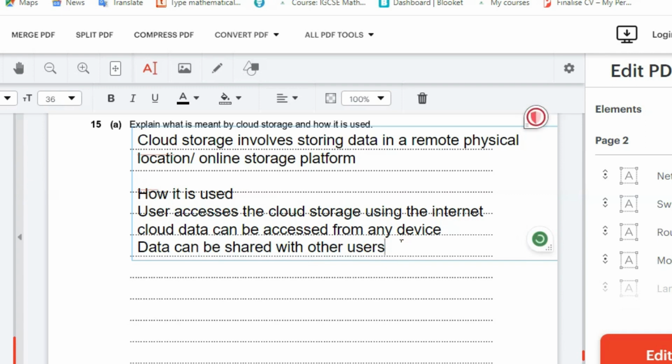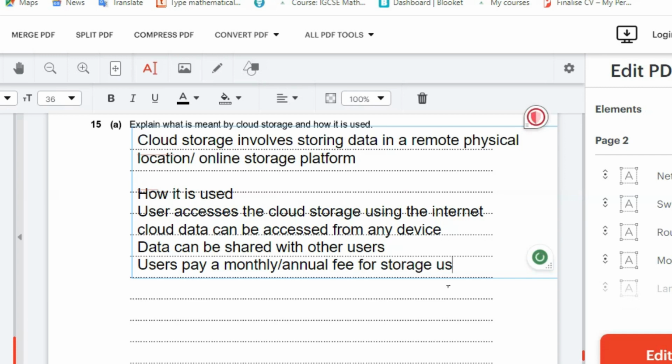Let's give one more. Users pay a monthly/annual fee for storage used.